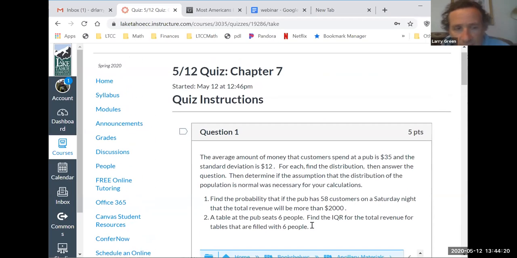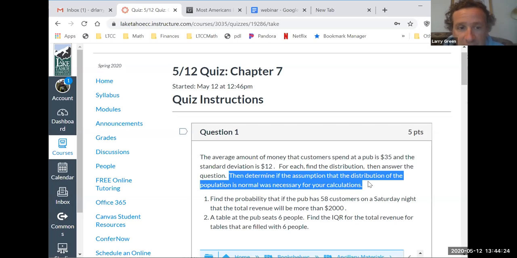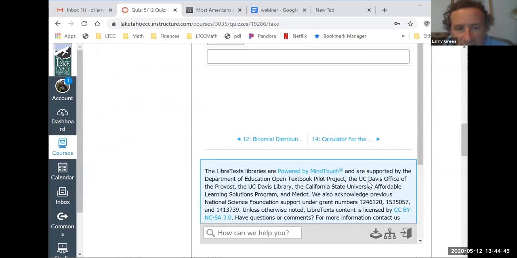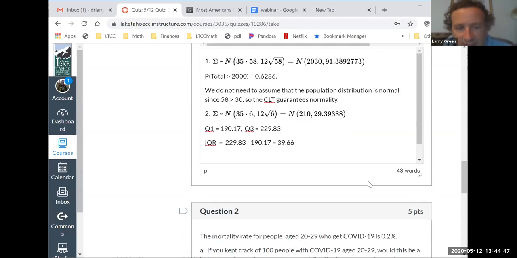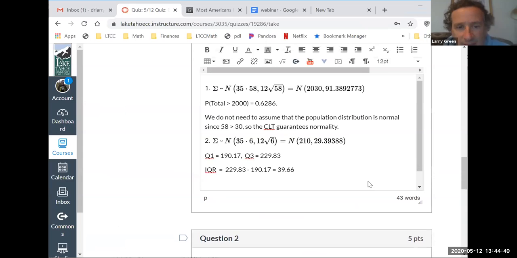Now we need to determine if the assumption that the distribution of the population is normal was necessary. What do you think? Was it necessary? Why was it necessary this time? Yeah, now we have a sample size of 6, and 6 is less than 31, I like to say.